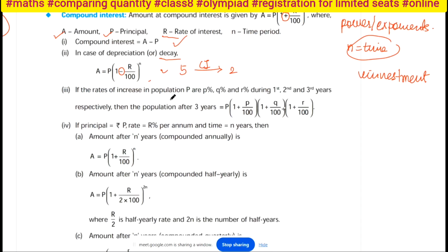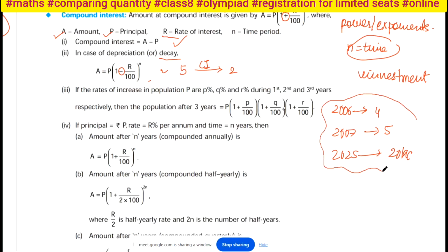Now see compound interest when applied on population. Many times in news channels you heard that in 2006 the population was 4 lakhs. Suppose in 2007 it increased by some percent and it becomes 5 lakhs, and in 2025 it increases and becomes 20 lakhs. So whenever population questions come, we calculate in this format. First, we apply it in the first year, then in the second we apply the third one. They give the populations of the first, second and third year with the respective rates: in the first year the rate is P percent, in the second year Q percent, and in the third year R percent. They ask for the present state of the population. So we will apply it this way only.